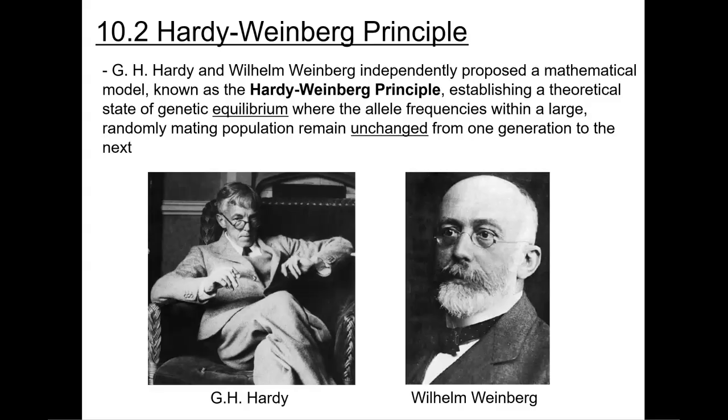So with this Hardy-Weinberg principle, we have G.H. Hardy and Wilhelm Weinberg independently proposing a mathematical model known as the Hardy-Weinberg principle. This is going to establish a theoretical state of genetic equilibrium where the allele frequencies within a large randomly mating population can remain unchanged from one generation to the next.